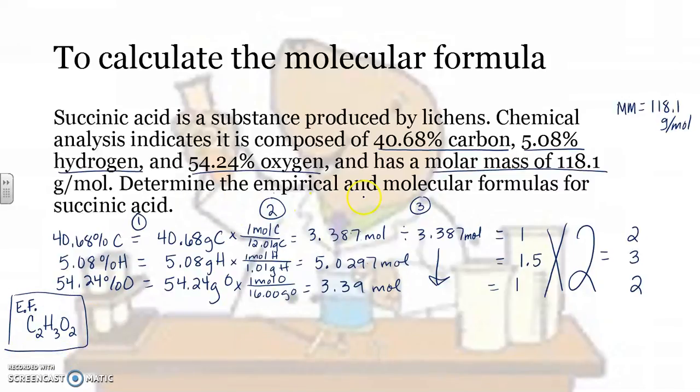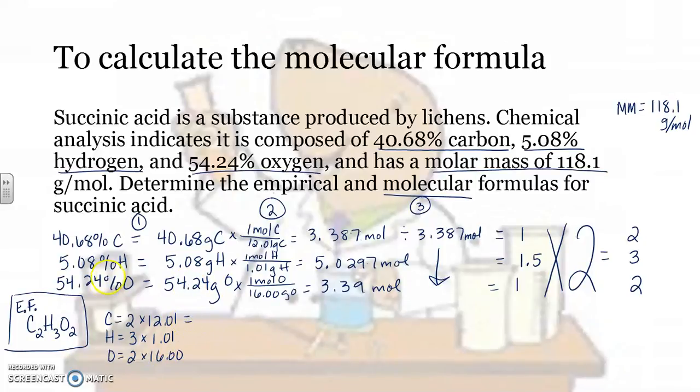Don't forget to answer all questions because it says what is the molecular formula. So there's a couple extra steps you have to follow. The first thing you need to do is figure out what is the molar mass or formula mass of the empirical formula. So C, there's 2, H, there's 3, and O, there's 2. Multiply by the mass, 12.01 times 2, 1.01 times 3, and 16 times 2.